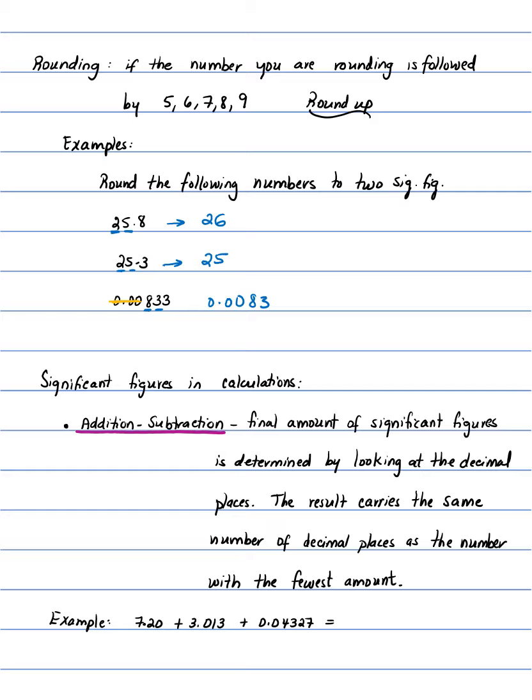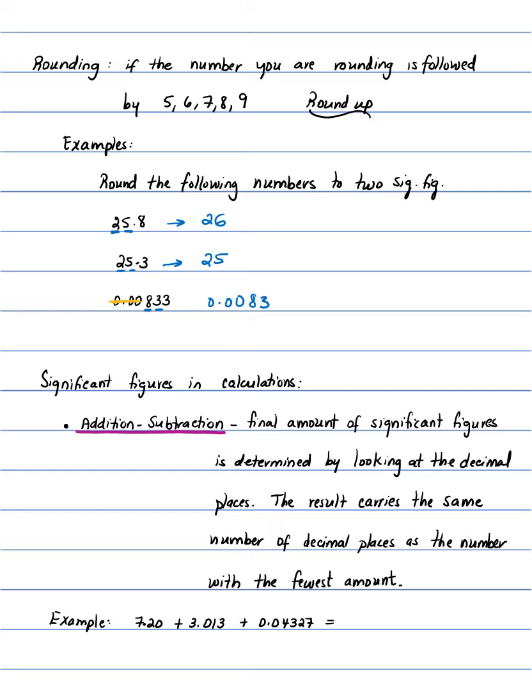When you have a mathematical problem involving addition and subtraction, we are writing the final answer with the proper number of significant figures. But to determine the proper number of significant figures that you have to keep at the end, you need to look at the decimal places. And this is only for addition and subtraction. Your final number is going to have as many decimal places as the number with the fewest amount.